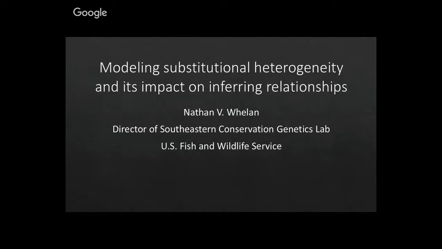And so I'm going to be looking at the relative performance of some different methods for accounting for heterogeneity and how these models actually perform when it comes to inferring accurate branching patterns.